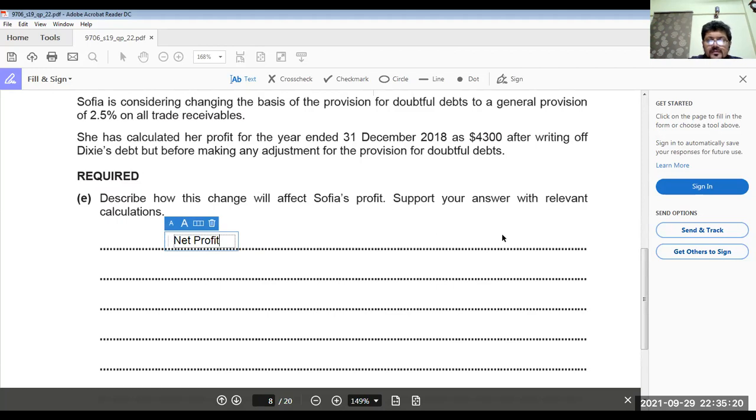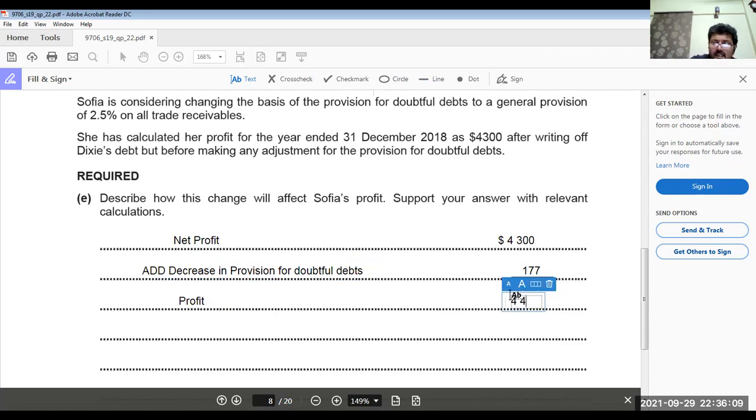Profit $4,300. Old policy, as we calculated, profit would be 4,177. Done.